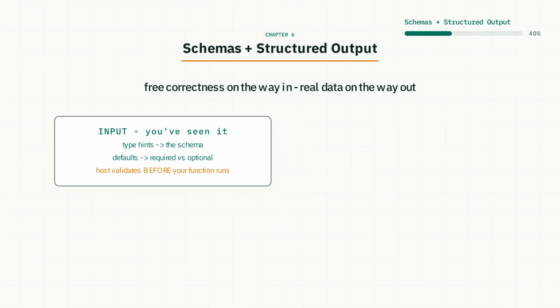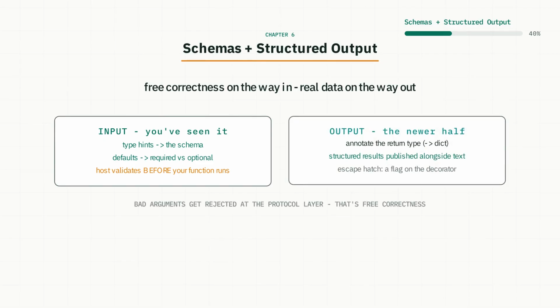That's free correctness. The output side is newer and worth knowing. Annotate your return type. Ours returns a dictionary, and the SDK publishes structured results alongside the plain text, so clients can consume real data instead of parsing prose. There's an escape hatch if the classification isn't what you want, a flag on the decorator, but the default behavior is right for almost everyone.